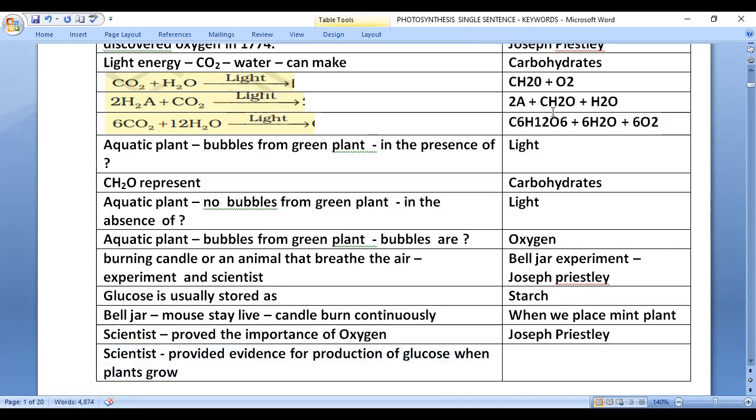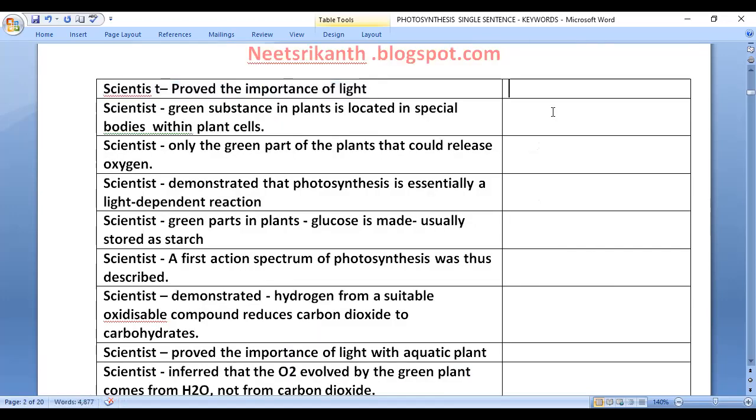Which scientist provided evidence for the production of glucose when plants grow? Julius von Sachs. Which scientist proved the importance of light? John Ingenhouse.